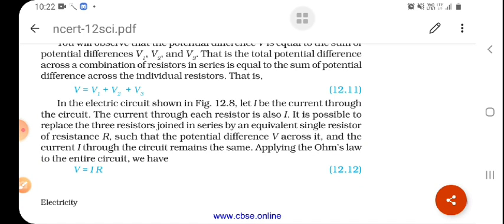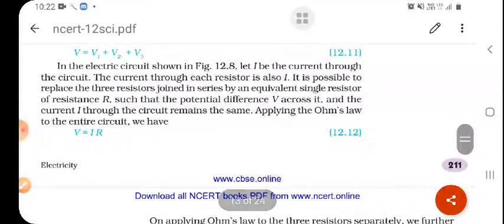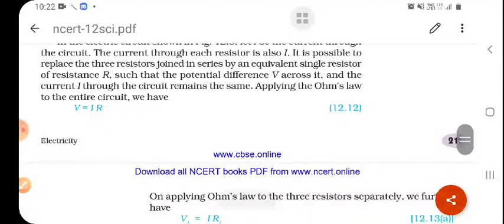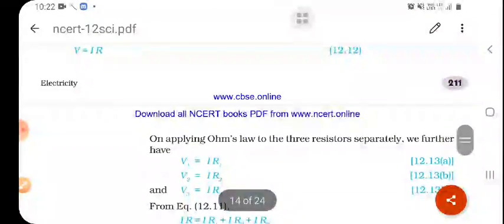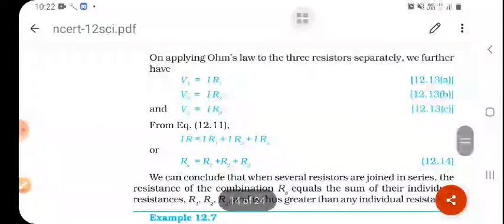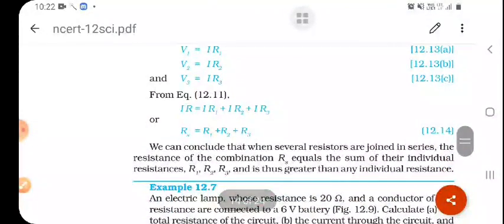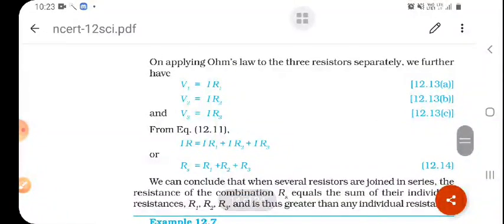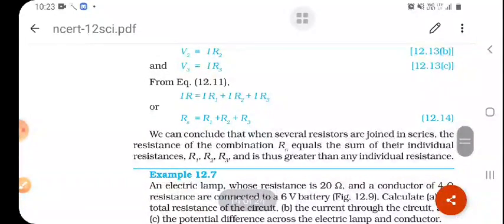It is possible to replace the three resistors joined in series by an equivalent single resistor of resistance R, such that the potential difference V across it and the current through it we can calculate by Ohm's law, that is V is equal to IR. So V1 is equal to IR1, V2 is equal to IR2 and V3 is equal to IR3. On adding, IR, which is V, is equal to IR1 plus IR2 plus IR3, and RS is the combination of these resistances in series, that is R1 plus R2 plus R3. When we join these resistances in series, RS will be R1 plus R2 plus R3.